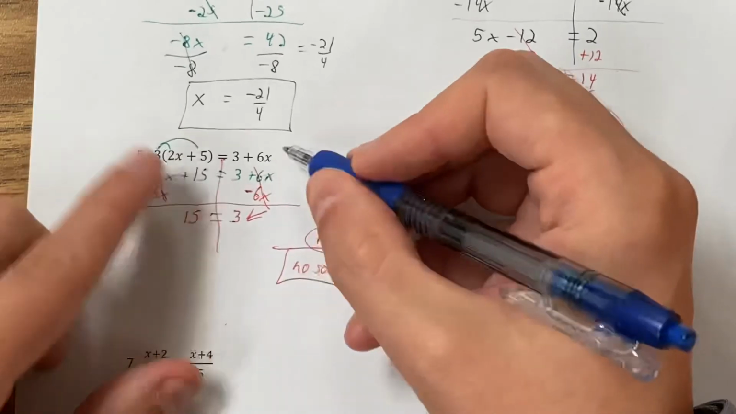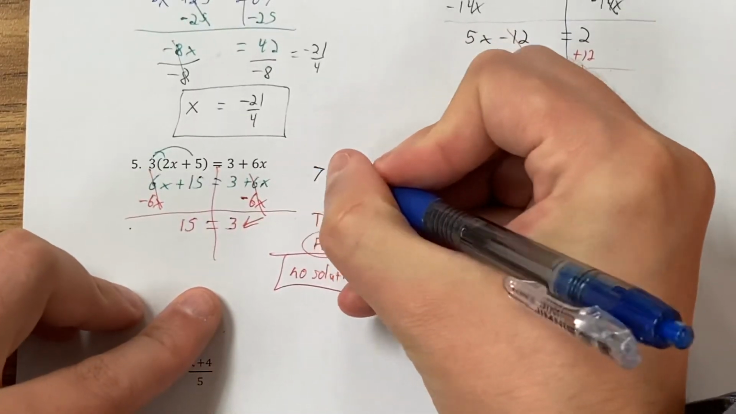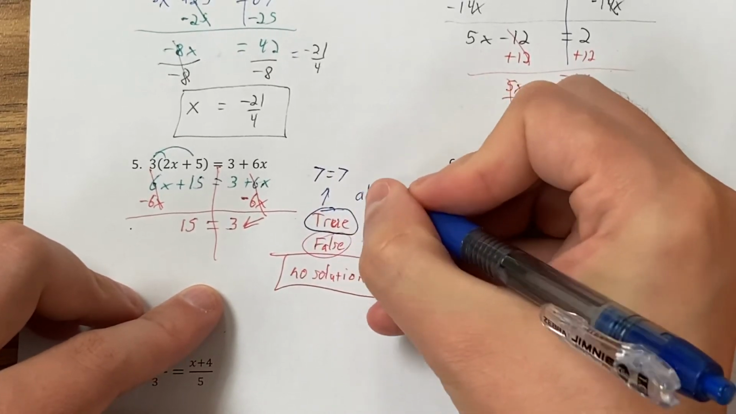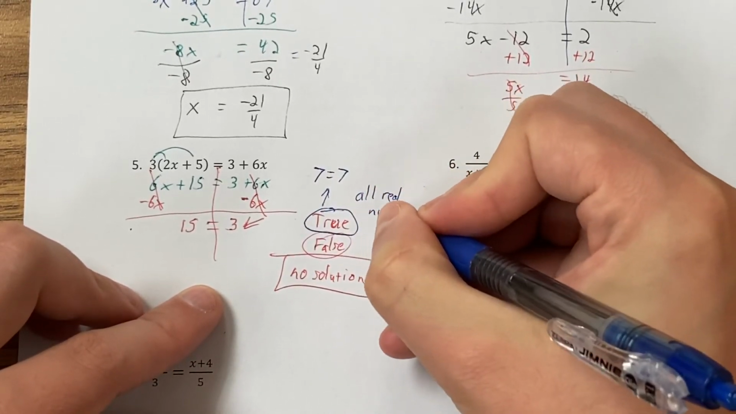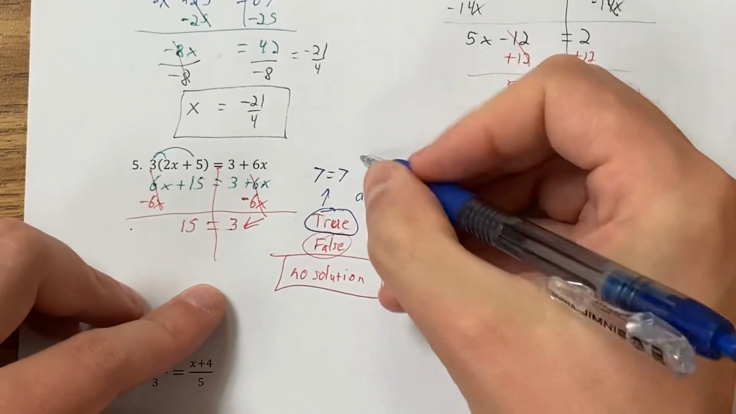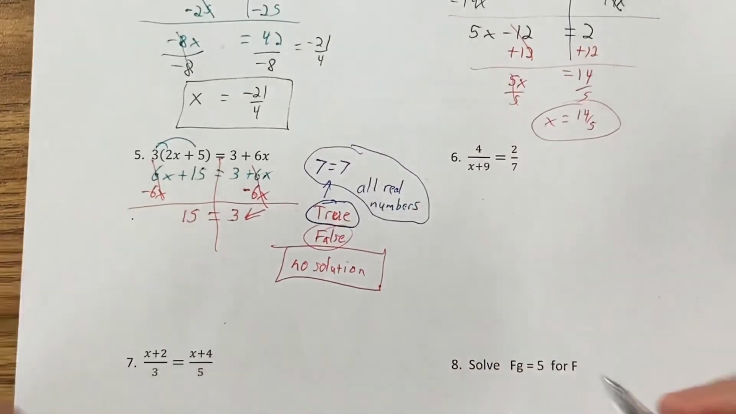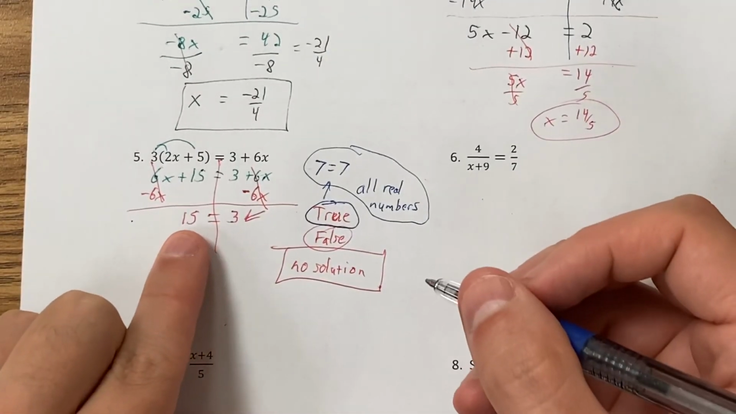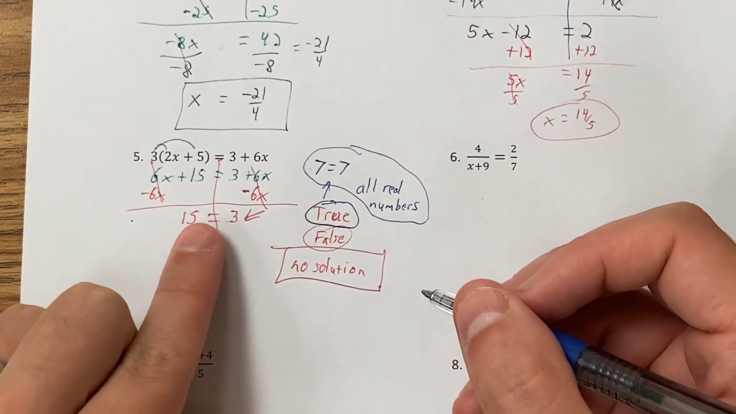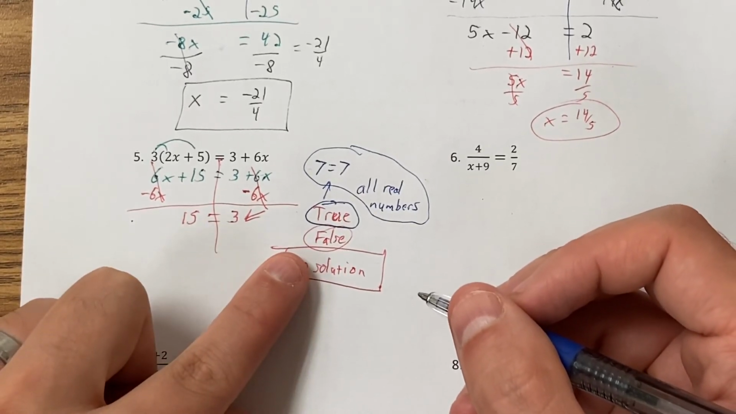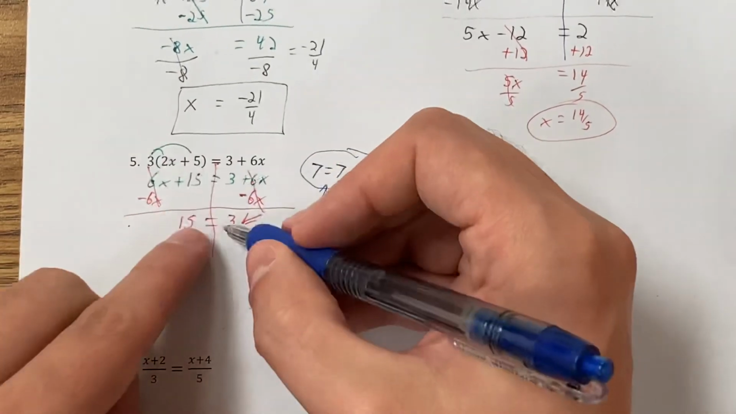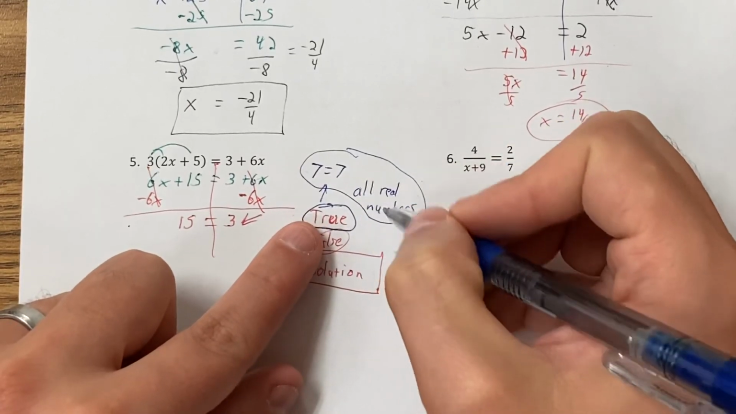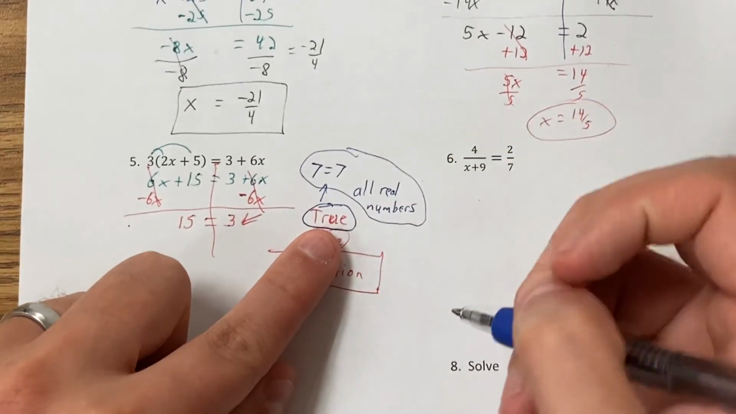Now, if you did this process and you got something like 7 equals 7, that right there is true, so your answer would be all real numbers. So as you can see, there's no example of that on this paper, but I'm just letting you know that's the other thing that could happen. If x's cancel, then you'll either get something that makes no sense, 15 equals 3. That's no solution because it's not true. But if at the end these canceled out and it was like 7 equals 7, then that would mean the answer is all real numbers because 7 does equal 7.